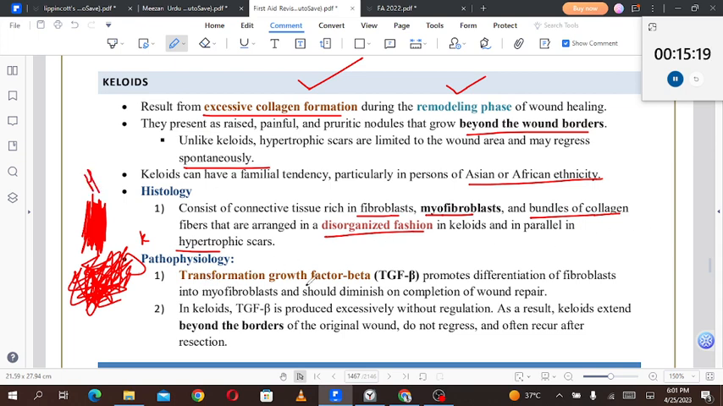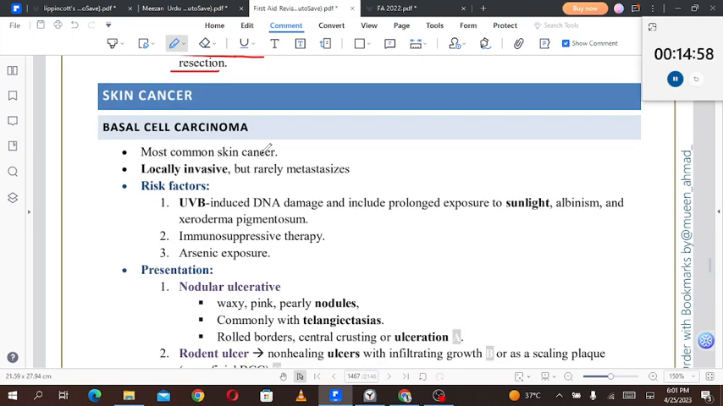Then pathophysiology: transforming growth factor beta, TGF beta, promotes the differentiation of the fibroblast into myofibroblast and should diminish on completion of the wound repair. In keloids, the transforming growth factor beta is produced excessively without regulation. As a result, keloids extend beyond the borders of the original wound, do not regress, and often recur after resection.